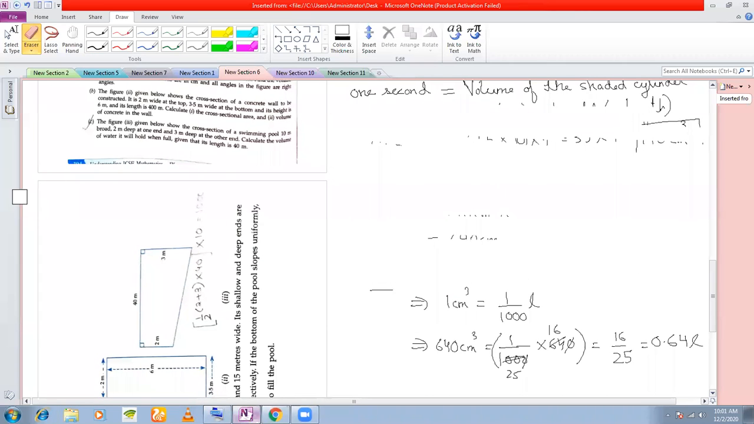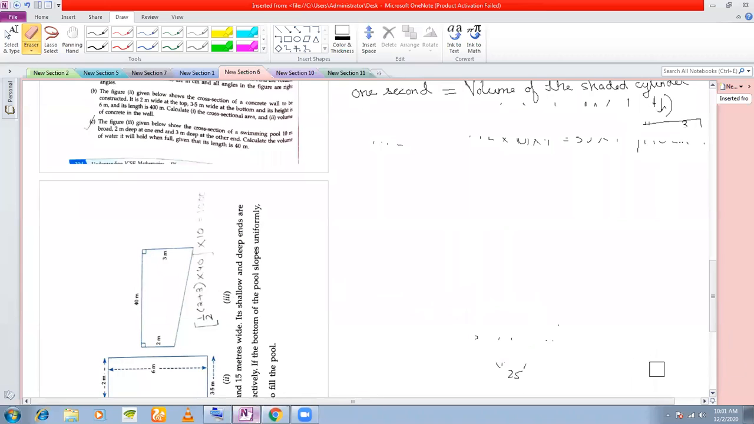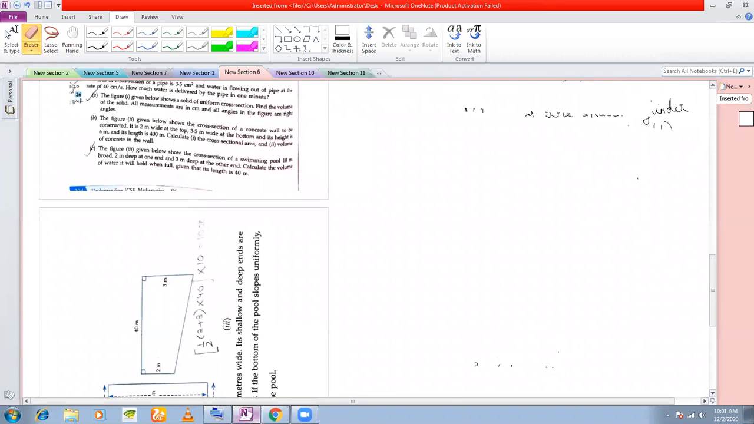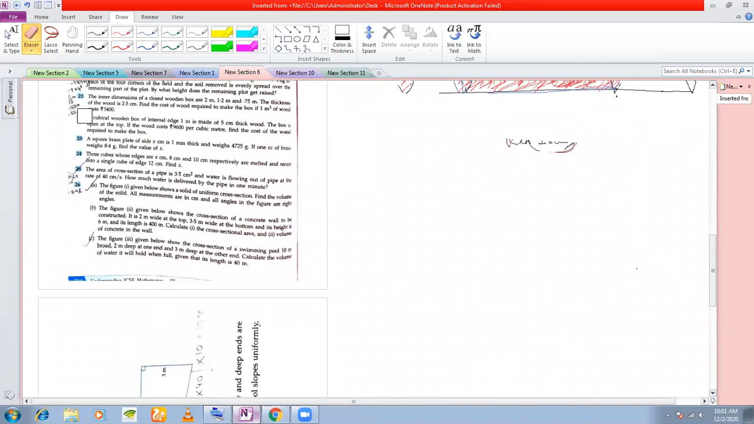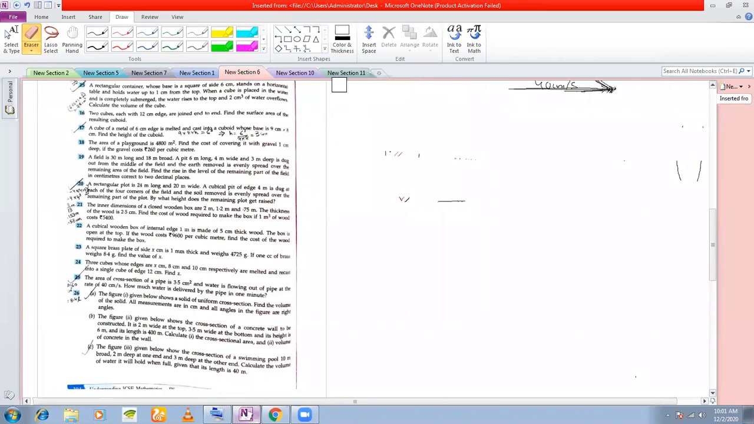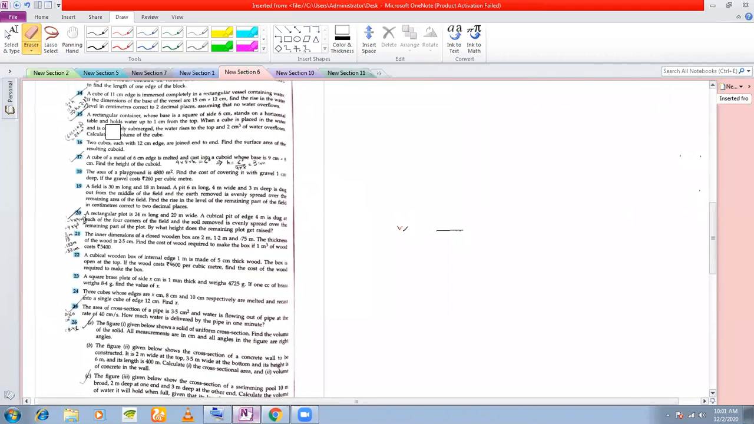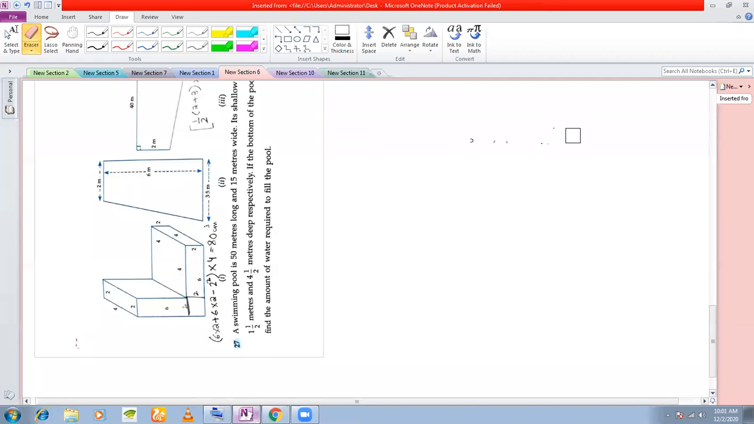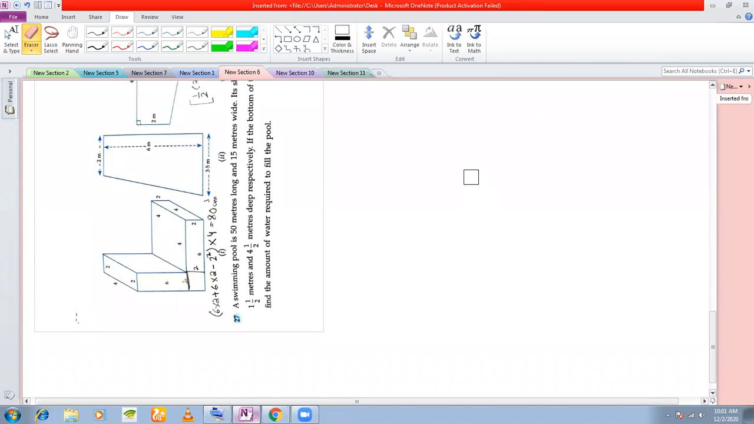In question number 26a, there's a figure given, and you need to find out the volume of that figure. Okay, it's a three-dimensional figure. Let's see here. This is your figure given here. Okay, this is inverted, but if you have your textbooks, it should be better.